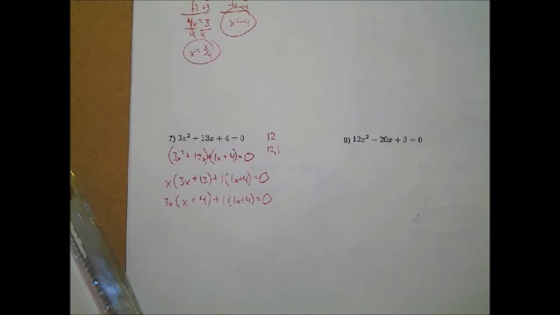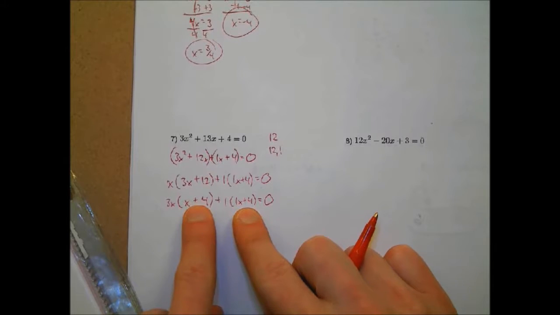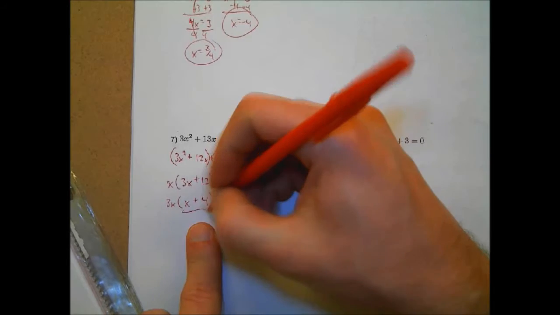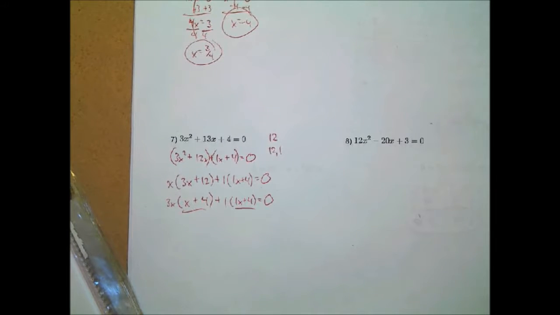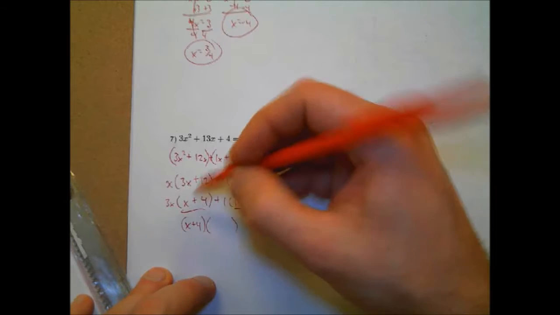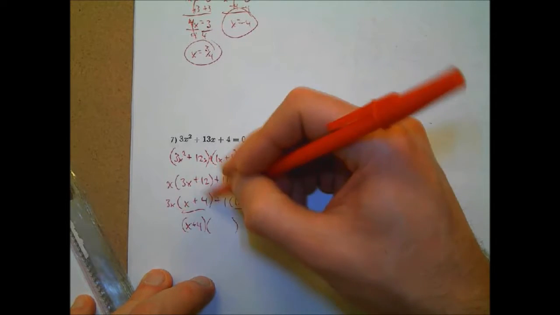And now, aha, we have x plus 4. We have 1x plus 4, which is really just x plus 4. So this is good, right? This means it factors. We can factor that. So we'll pull out the x plus 4. And then what will be left behind? If I take an x plus 4 out of this, what's left? 3x plus 1. You got it, Sean.